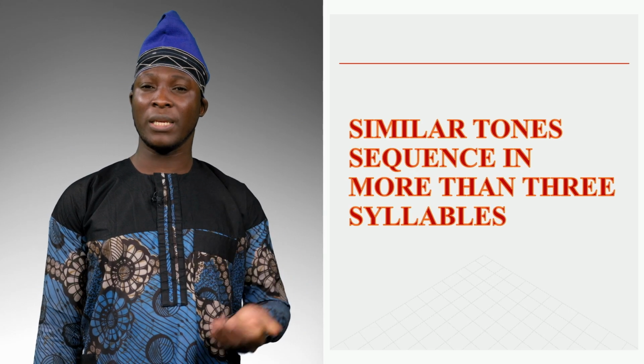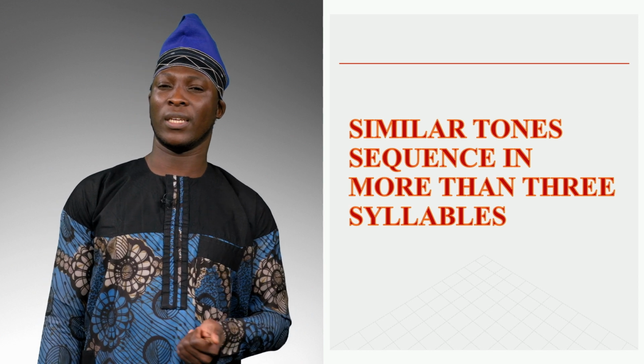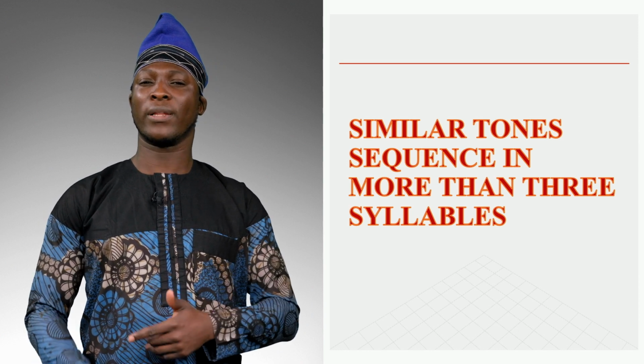So these are the 3 basic tones in Yoruba. And these examples show that you can have the high tone in different words with different syllables. You can have the low tone, which is do, in different words with different syllables. And you can have the mid tone, which is re, in different words with different syllables. The next thing I'm going to go over is similar tone sequence in more than 3 syllables.